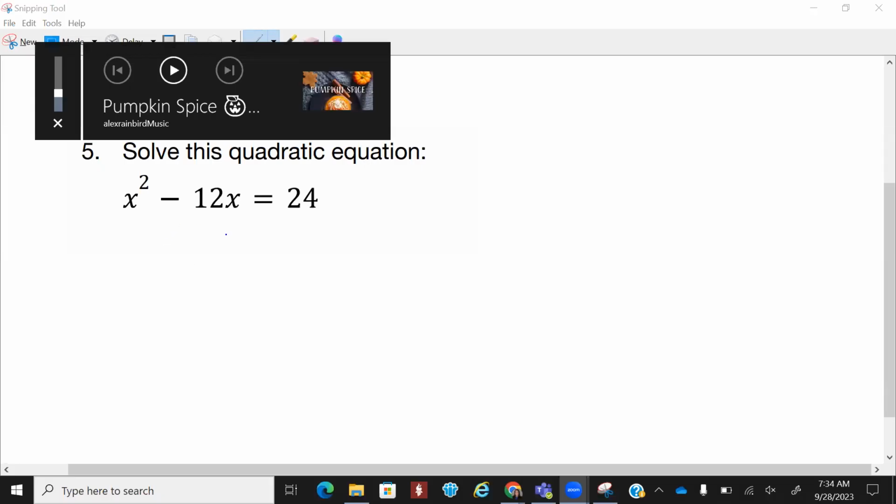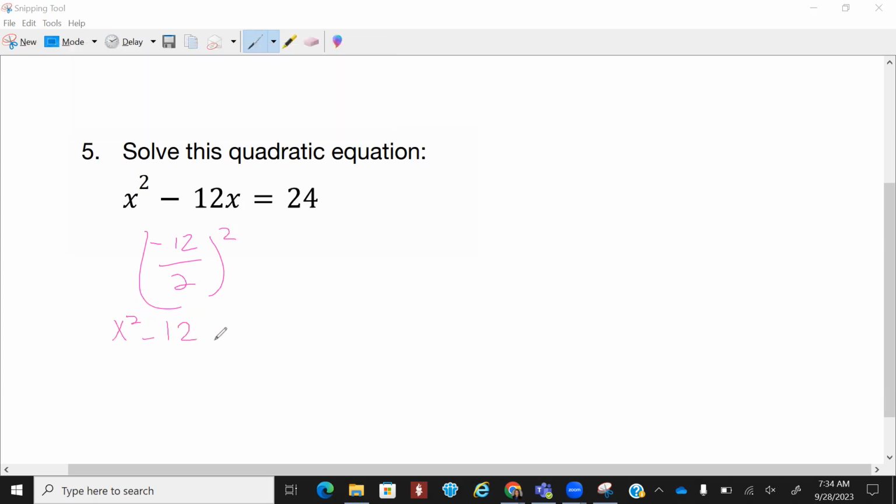So on here, our C term is already on the other side, right? So we don't have to worry about that. I'm going to take my B term, which is negative 12, divide it by 2 and square it. Add it to both sides, so it's going to be x squared minus 12x plus what number? And over here, we're going to have plus 36. Again, negative 12 divided by 2 is negative 6. And then negative 6 squared.